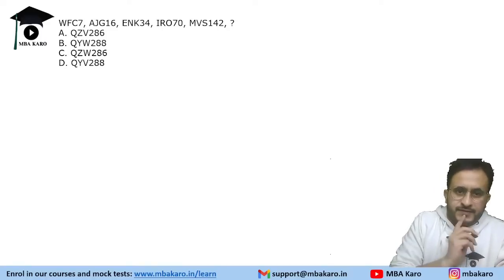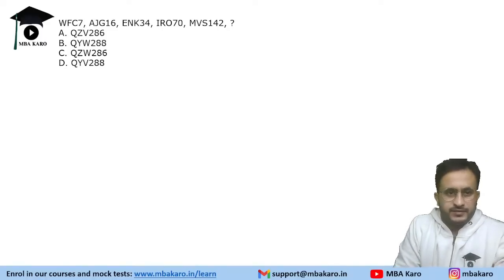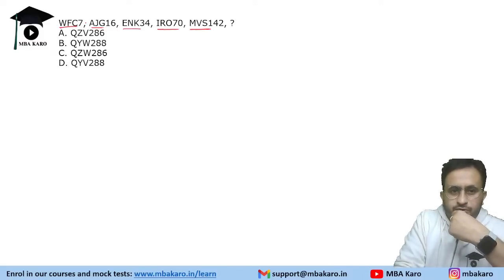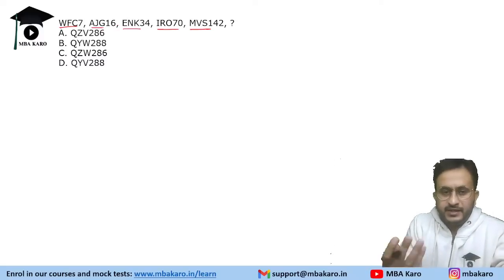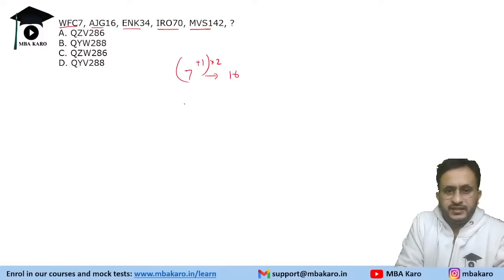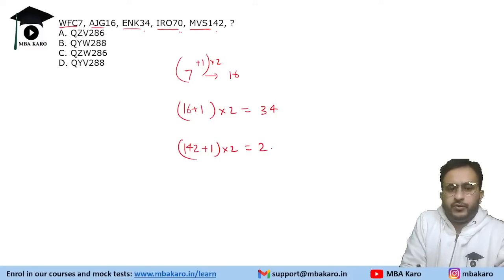WFC, what is happening to the numbers, the letters, and the number. So there are three letters over here. Okay, and then there are numbers also. So let's sort out the number part first. Number is easy to see, 7 and 16, right? So 7 plus 1 into double, that is 16. 16 plus 1 doubled is 34. 34 plus 1 doubled is 70. So next will be 142 plus 1 into 2, so the number will be 286.